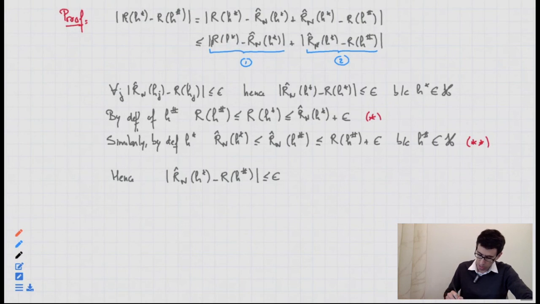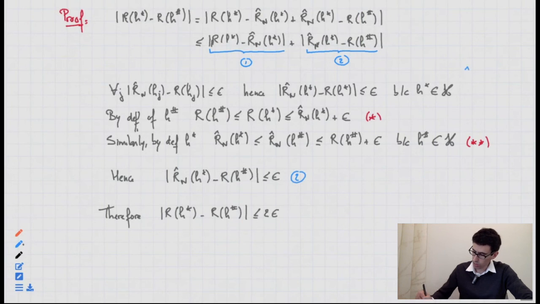So putting everything together, you will get exactly the bound that we're after. You have to backtrace our calculation, but you can convince yourself that we proved that the difference between R of H star, the true risk of H star, minus R of H sharp, the true risk of the model that minimizes the risk, is less than 2 epsilon. One epsilon is coming from here, that's the bound on 2, and one epsilon is coming from the bound on 1. So that lemma is true.